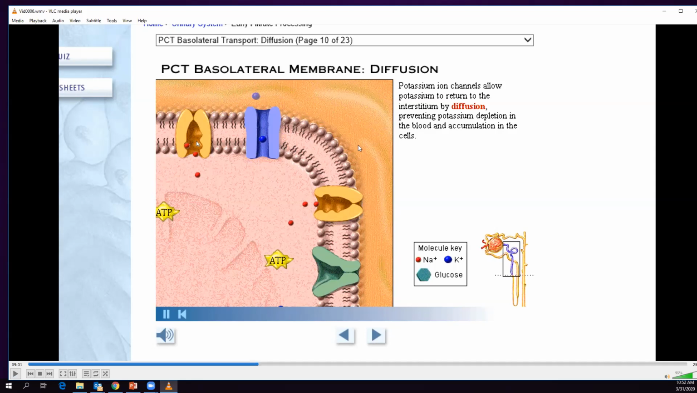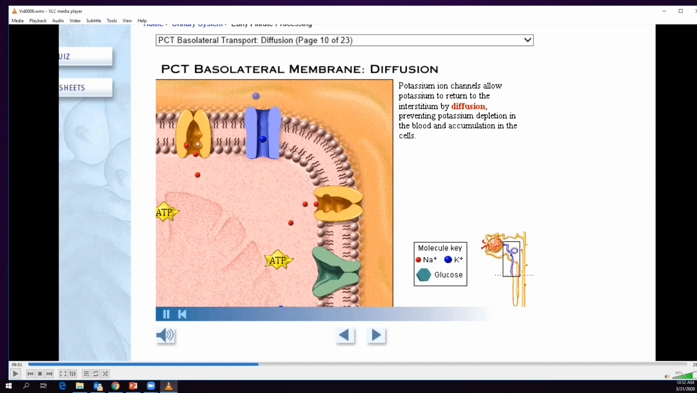We only want sodium out here. But if I kept messing with my sodium-potassium pump, pushing the potassium in, eventually there wouldn't be any out here and my pump would stop. And so we have these open channels so that the potassium comes back in, goes back out, comes back in, goes back out, so that we just deal with the movement of the sodium.